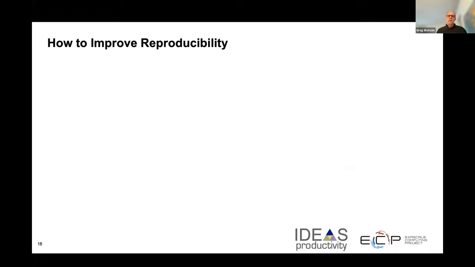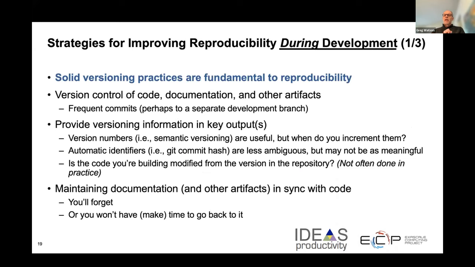So now I'm going to talk about some of the ways to improve reproducibility, and I think this is where there's a little bit of overlap with what David was talking about earlier, but I'm going to stick to fairly high level here, and I'm going to talk about some different aspects of when you can focus on improving reproducibility. So first of all, I'm going to start with during development. As you're developing the software, there are some fairly basic things that can really help improve the overall reproducibility.